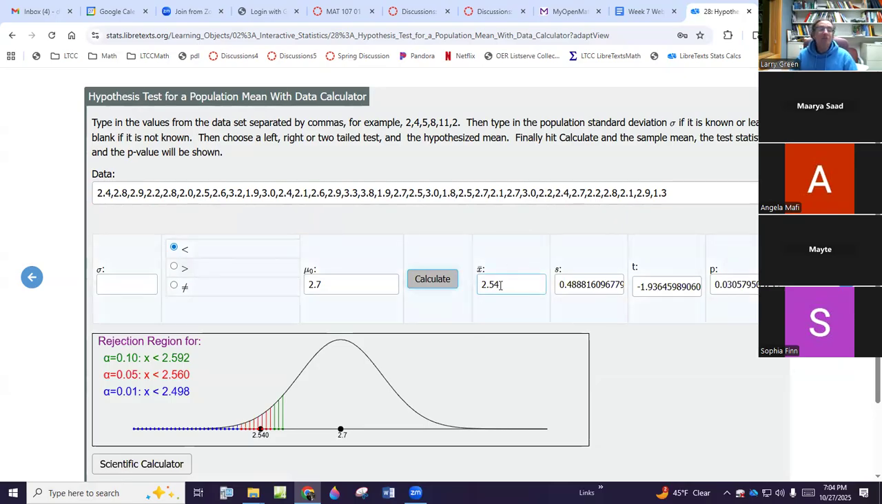Okay, and it gives you some other information because you might need it for other things. The sample mean was 2.54. The sample standard deviation was about 4.888. T is our test statistic because we have a mean and we don't know the standard deviation, so that's why we use the student's t distribution, about negative 1.936. And our p-value is about 0.03. Here's the picture. Notice that we're using a 1% level of significance. That's in this blue here, and we're not in the blue. Do you see that?